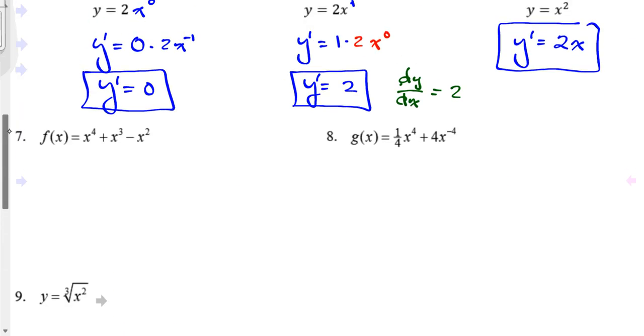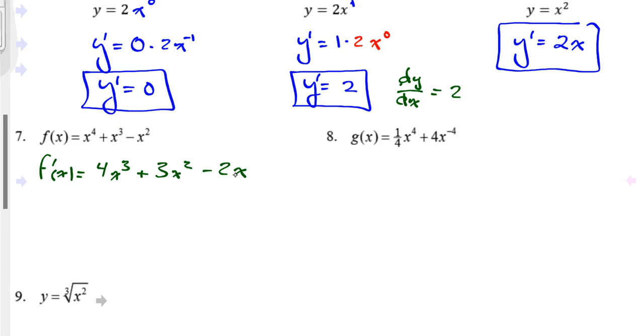So that's what we'll do here. We'll just do the derivative of each part separately. So f prime of x, what's the derivative of x to the fourth? 4x cubed. Derivative of x cubed, 3x squared. Derivative of x squared, 2x. Would you rather do this or use the definition of the derivative to find the derivative of x to the fourth plus x cubed minus x squared?